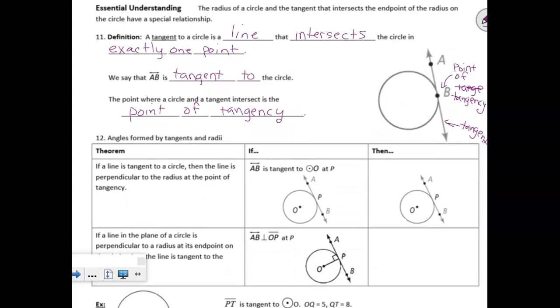Now, when you have a tangent line, such as line AB, certain angles are formed. The first rule is if the line is tangent to a circle, then the line is perpendicular to the radius at the point of tangency. So here we have circle O. Line AB is tangent to circle O at point P. Therefore, if you draw out the radius from O to P, this line is perpendicular to the tangent line. So therefore, OP is perpendicular to line AB, which is the tangent line.